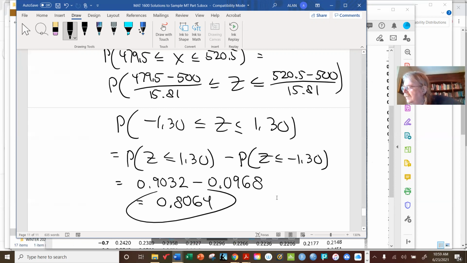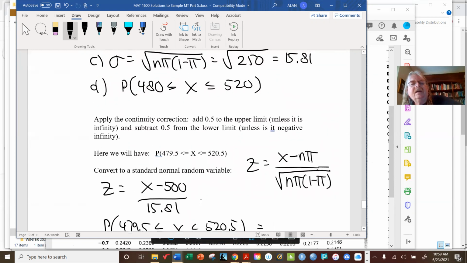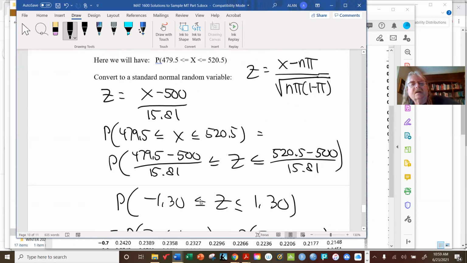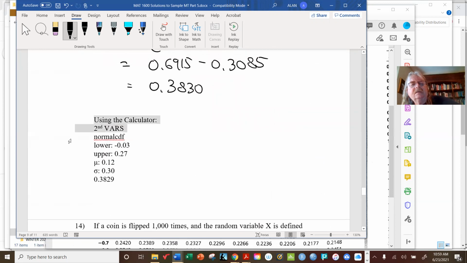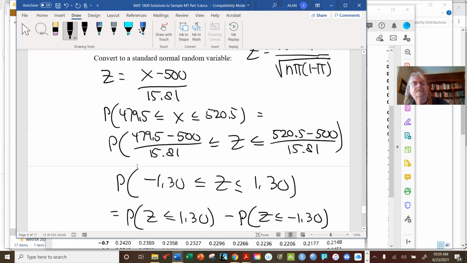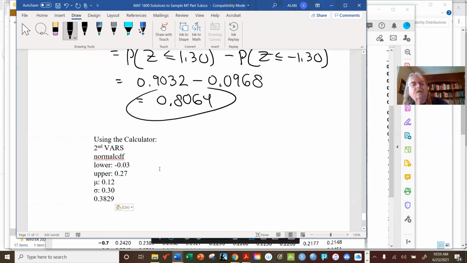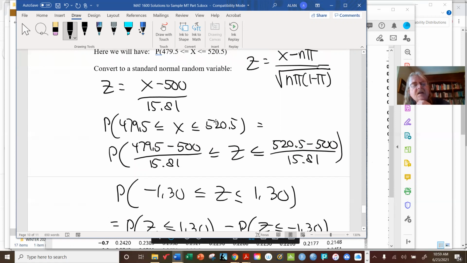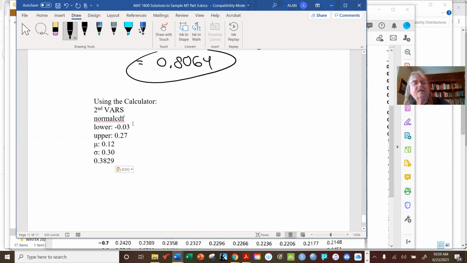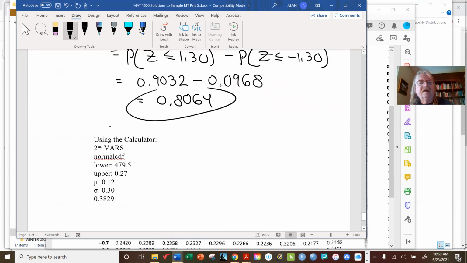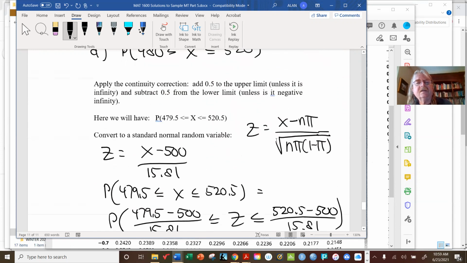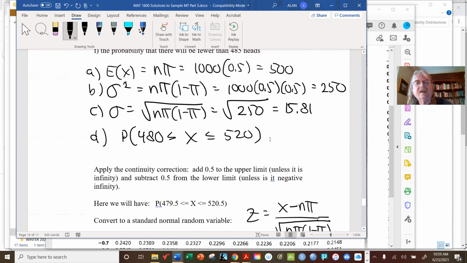All right. Now, could we have done this with the calculator? Yes. Okay. How would we have done that? So the lower and upper limits would be taken from this continuity correction, 479.5 up to 520.5. And now this time, though, the mean and standard deviation are these two numbers, the 500 and 15.81.